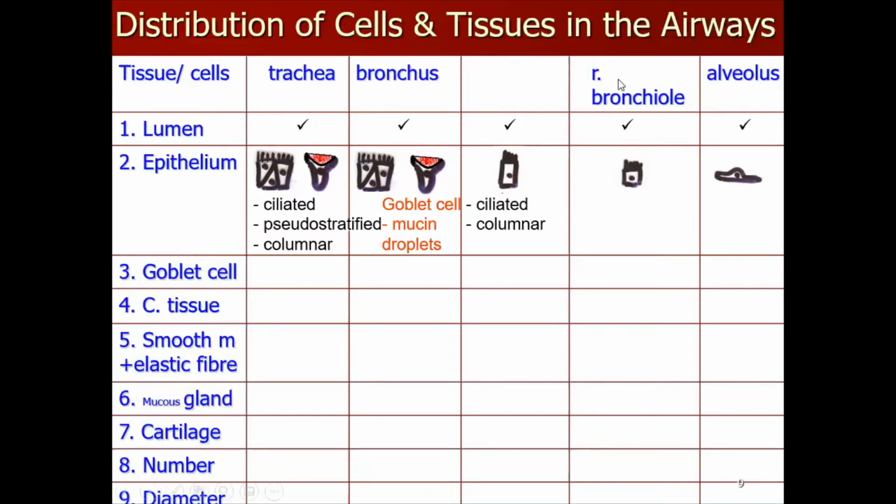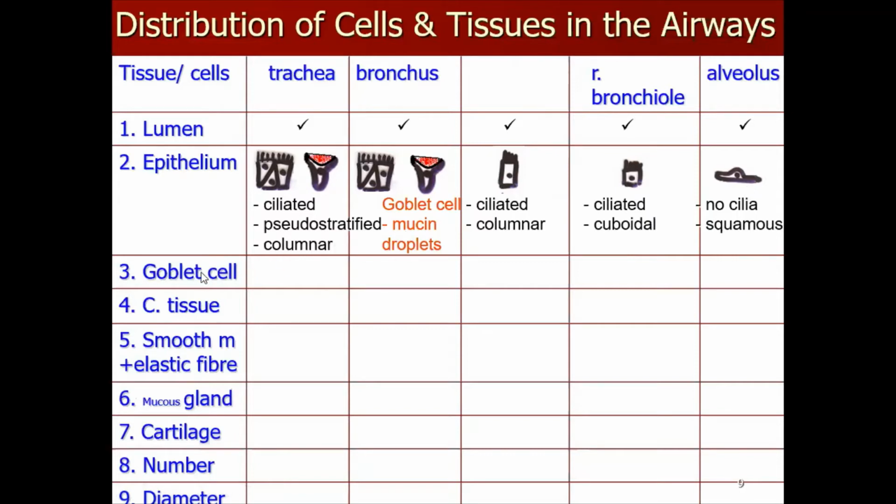Next, in the bronchiole, the larger bronchiole contains ciliated columnar epithelial cell. The smaller bronchiole will contain ciliated cuboidal epithelial cell. And the alveolus will contain no cilia but squamous epithelial cell.